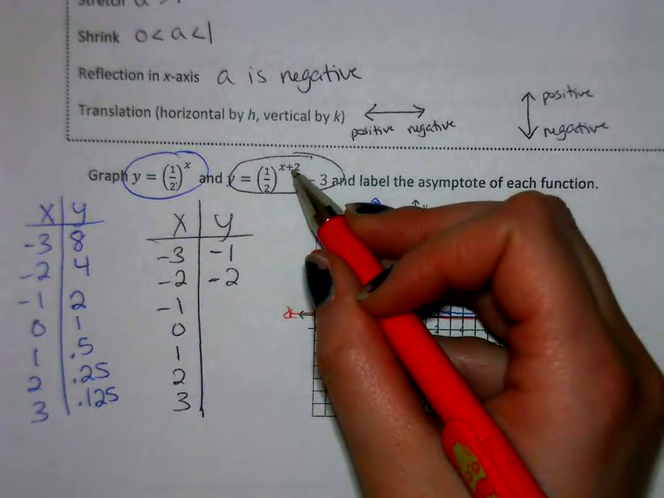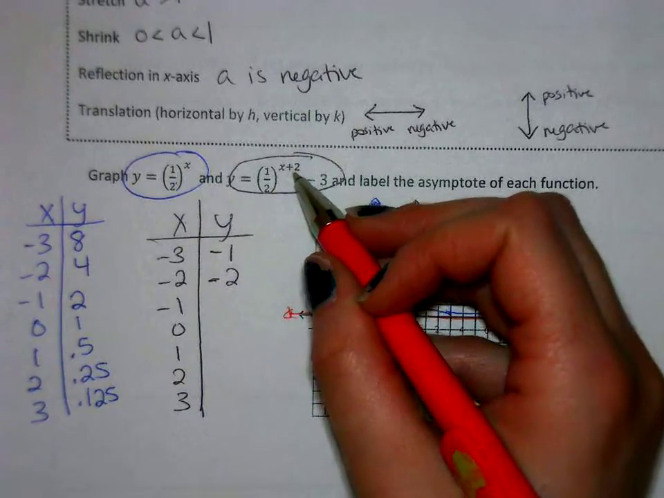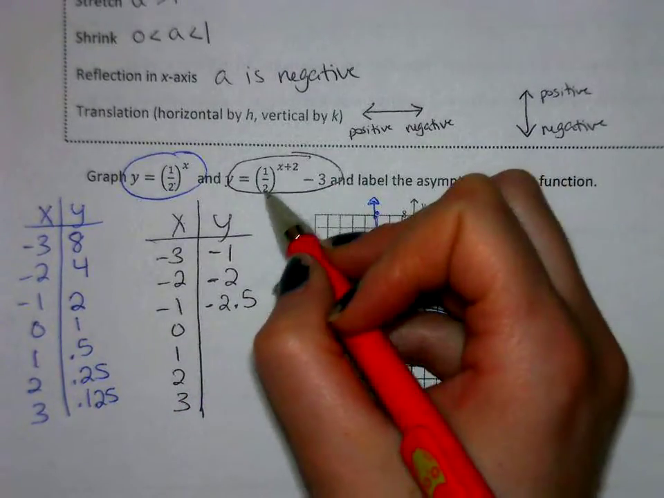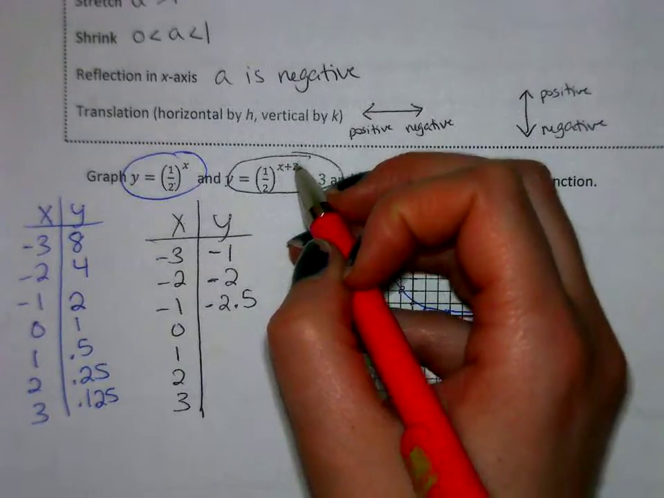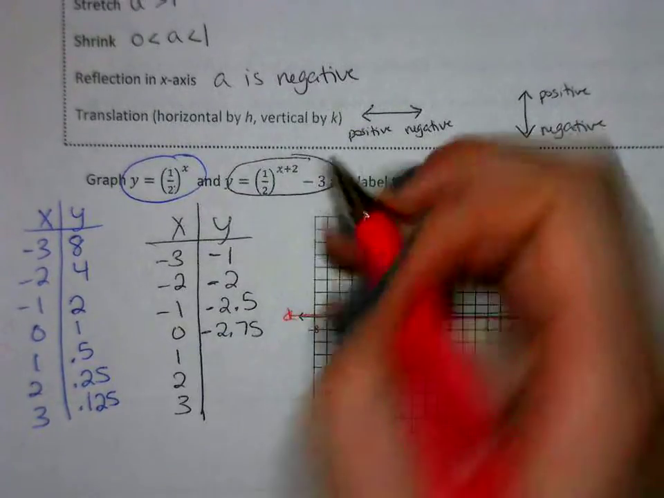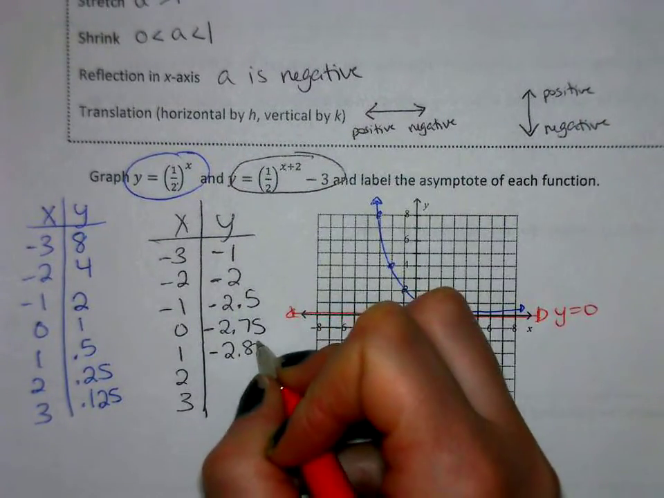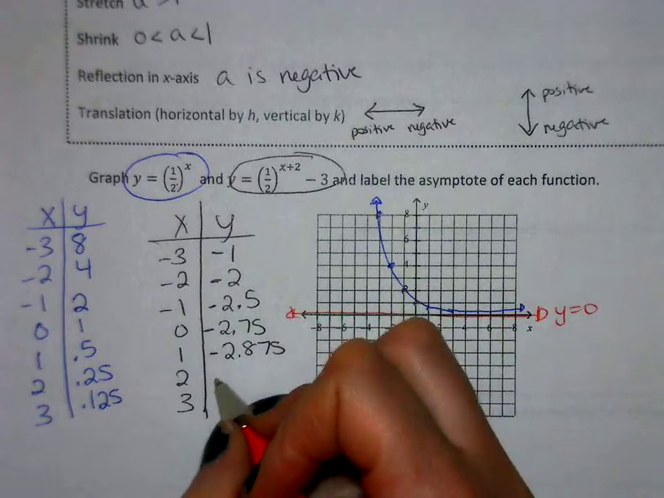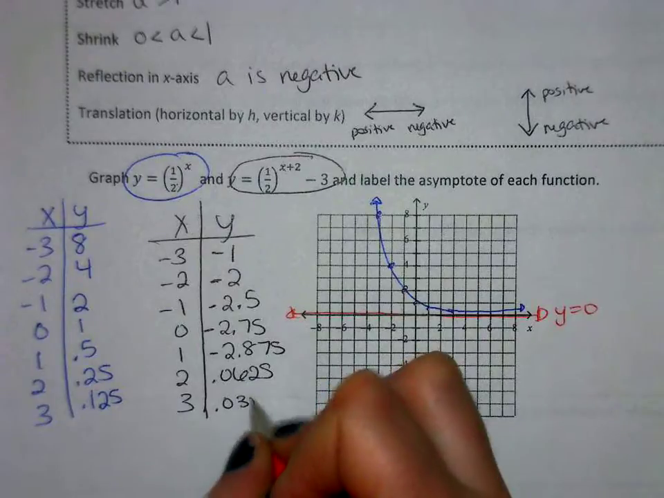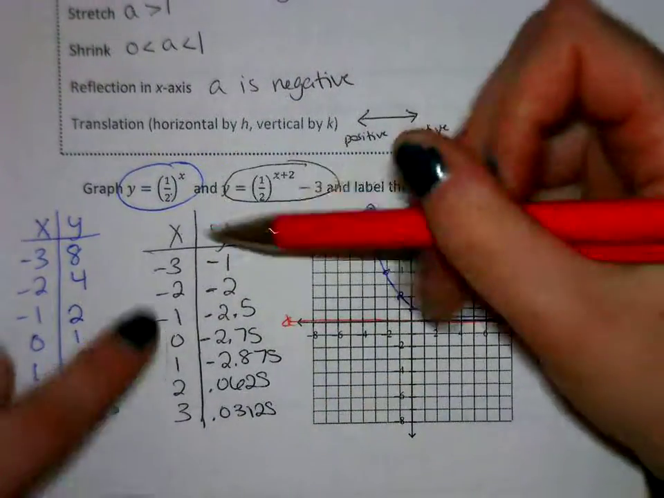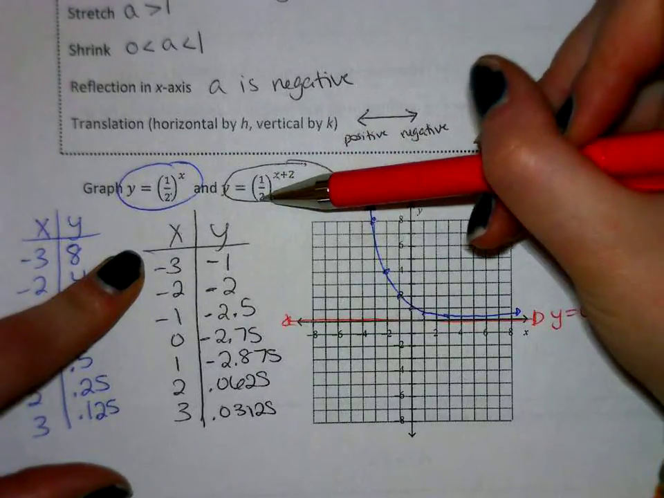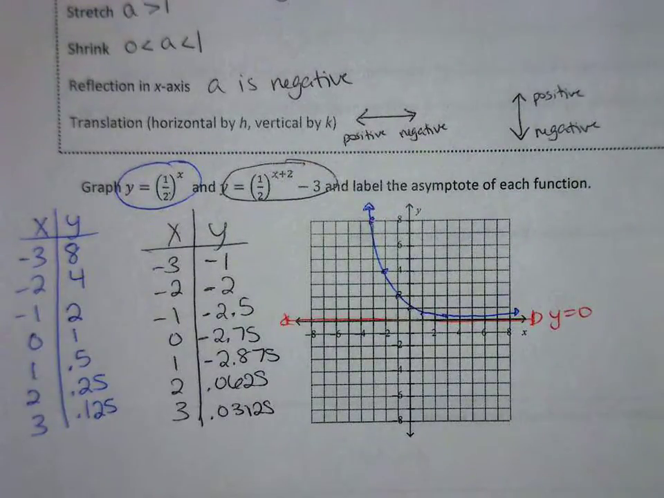If we plug in a -1, it's going to be a -2.5. We plug in a 0 for x, we end up with a -2.75. 1, -2.875. If we plug in 2, it's -2.9375, 3, -2.96875. The biggest thing when you plug these in, make sure first you're doing the exponents, putting the 0.5 to the exponent, and then subtracting 3 is last.